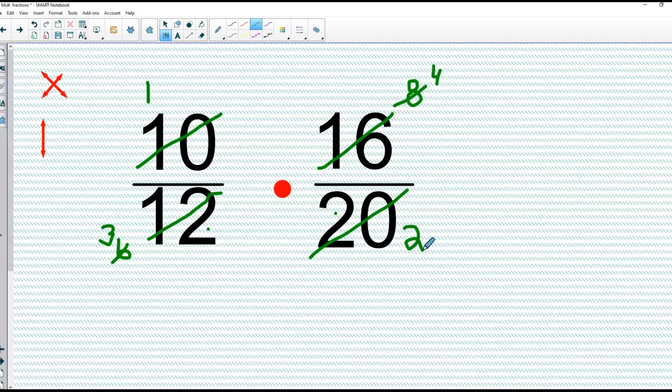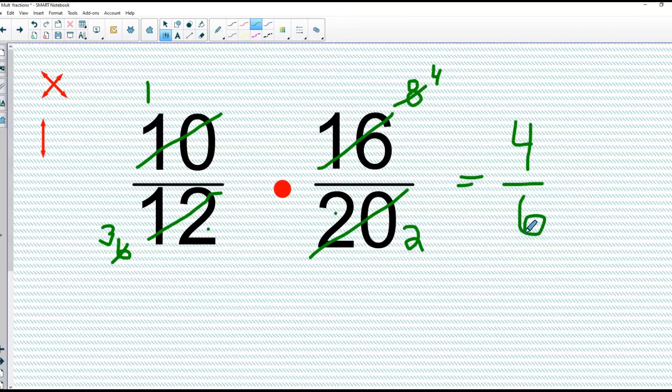Okay, so we've done diagonally. Let's multiply across now. So 4 times 1 is 4, and the bottom, 3 times 2 is 6. So I've got an answer of 4/6.